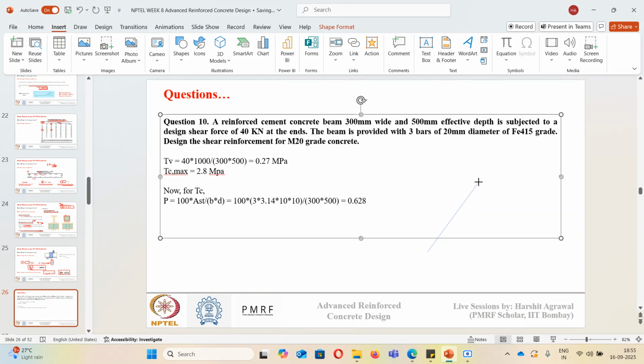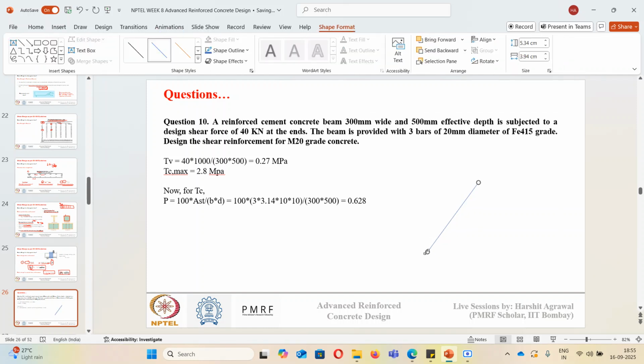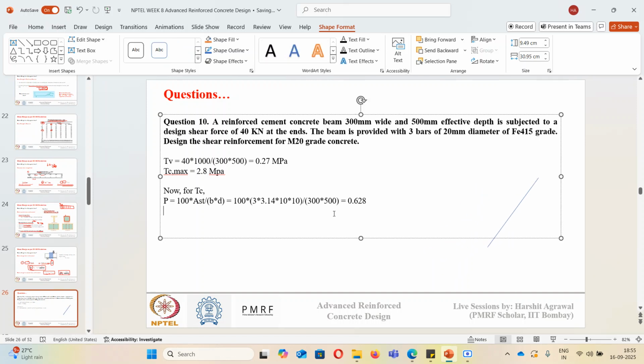So I will assume this is a straight line. I know the xy coordinates of these 2 points. So I will write the equation of this line and I will find the y coordinate if I know the x coordinate of any point in between. Upon doing that interpolation, you will find that tau c comes out to be 0.52 MPa.